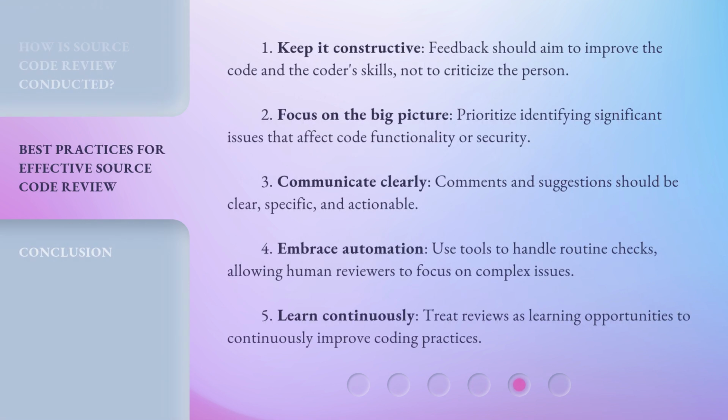1. Keep it constructive. Feedback should aim to improve the code and the coder's skills, not to criticize the person. 2. Focus on the big picture. Prioritize identifying significant issues that affect code functionality or security. 3. Communicate clearly. Comments and suggestions should be clear, specific, and actionable.